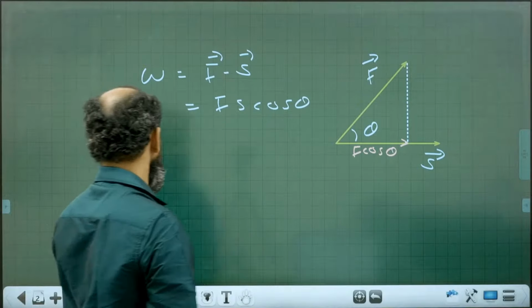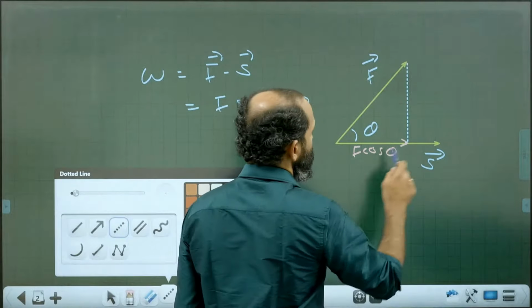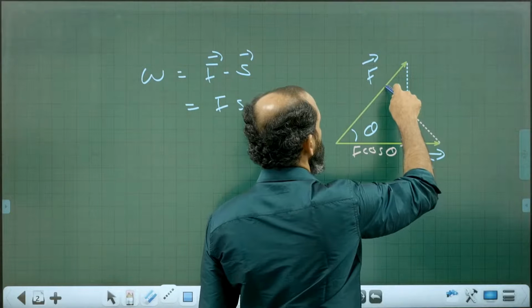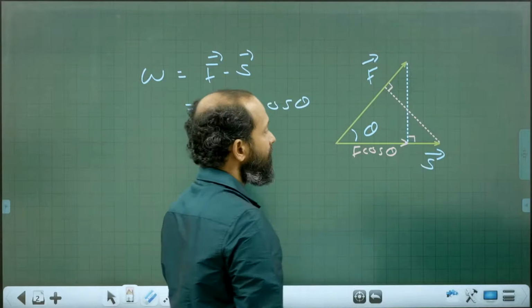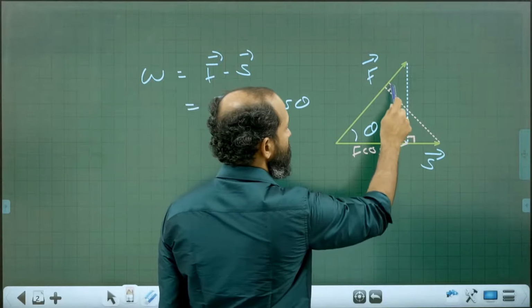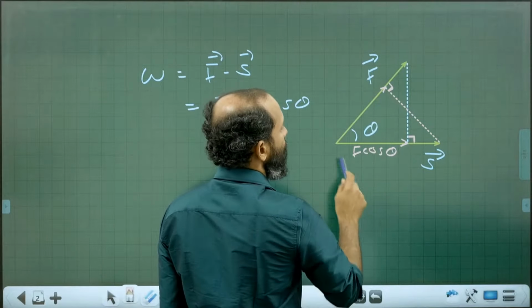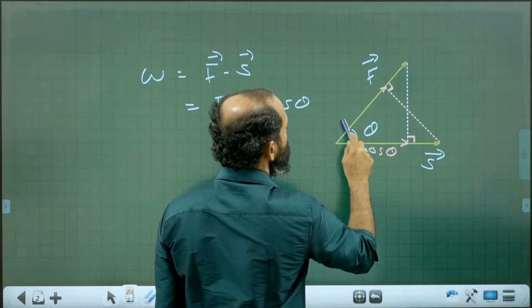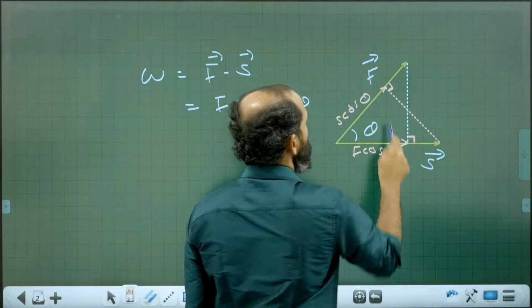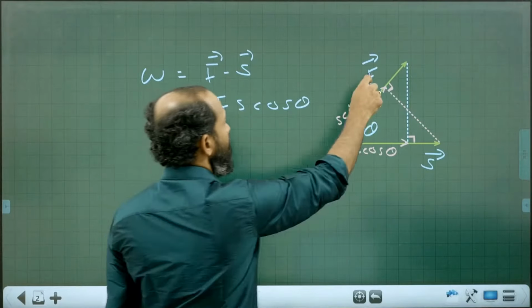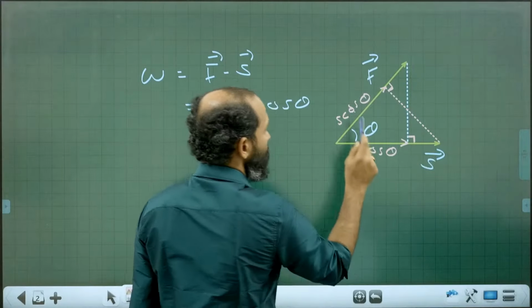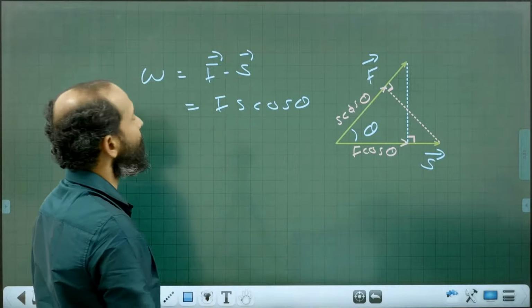Similarly, you can try dropping a perpendicular from the tip of the displacement vector onto the force vector, so that this angle is 90 degrees. Previously that angle was 90 degrees. Now the component of displacement along the force vector is S cos theta. So work can also be written as F into S cos theta. See, F into S cos theta or S into F cos theta, both give W equal to Fs cos theta.